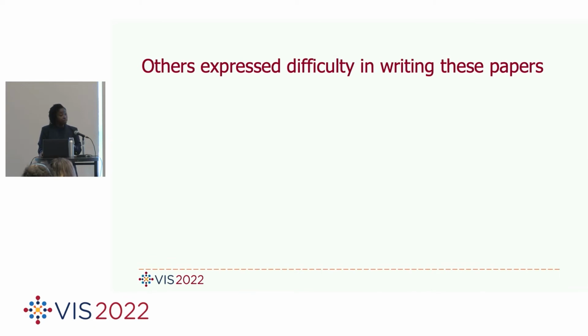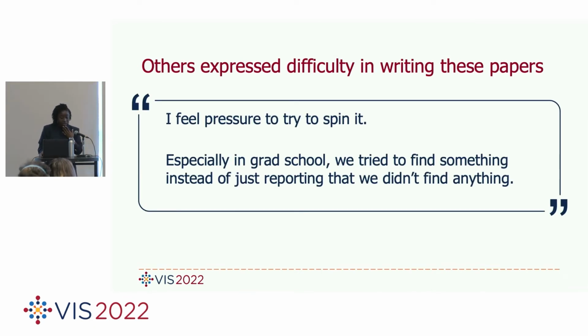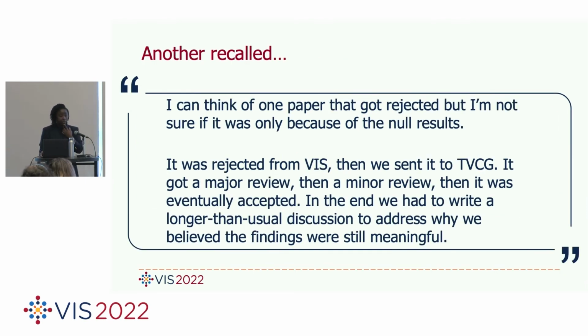Others expressed difficulty in writing these papers. Someone said, I feel pressure to spin it, especially in grad school. We try to find something instead of reporting that we just didn't find anything. Another person recalled, I can think of one paper that got rejected, but I'm not sure if it was because of the null results. It was rejected from VIS, then I submitted it to TVCG, I got a major review and then a minor review, and it was eventually accepted, but in the end, they had to write a longer than usual discussion to address why they believed these findings were meaningful.